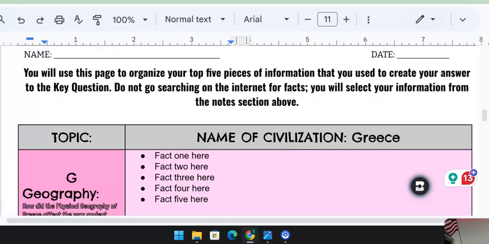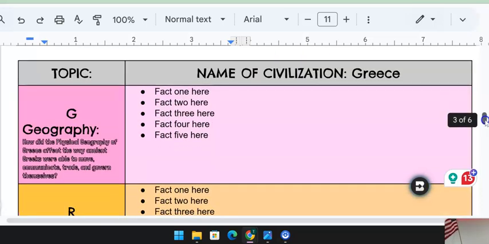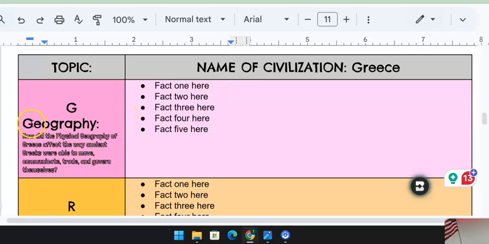Okay? So remember, we have like 10 facts in our geography fact box. We have 10 pieces of information. We are only going to use 5 to answer our key question. So if you look here, here's our key question. How did the physical geography of Greece affect the way ancient Greeks were able to move, communicate, trade, and govern themselves? So out of those 10 facts that are up there, you are going to pick 5. That means 5 are not going to get chosen.